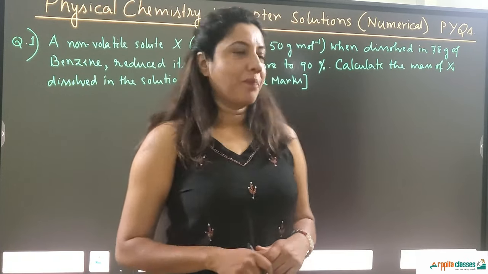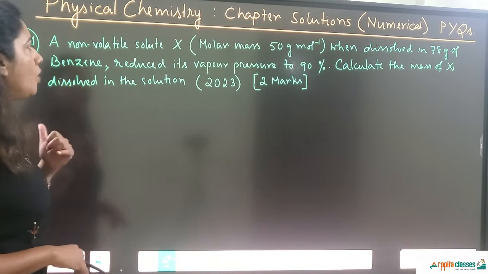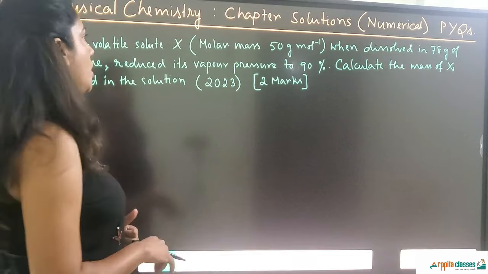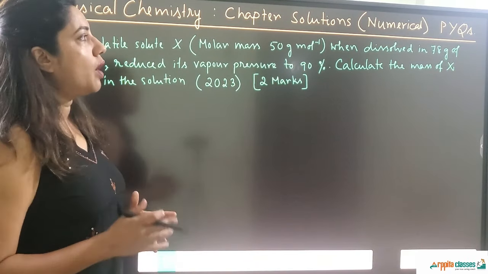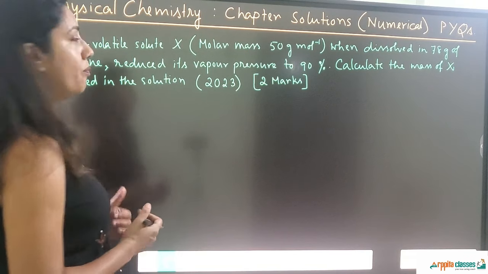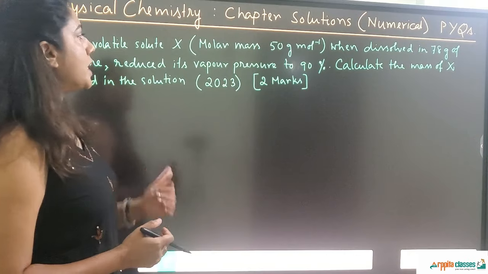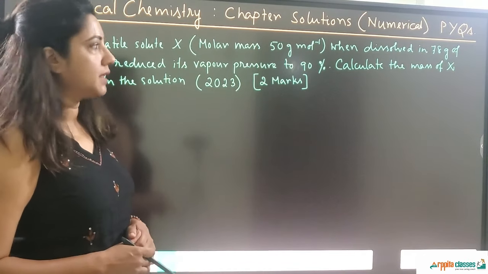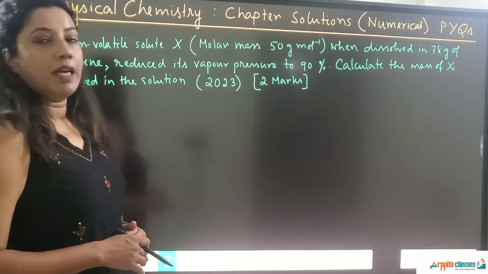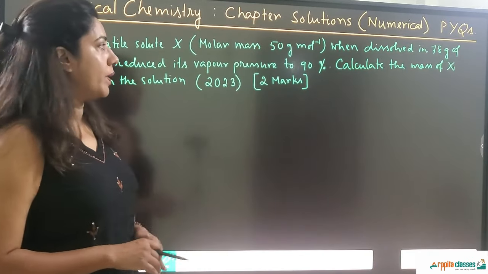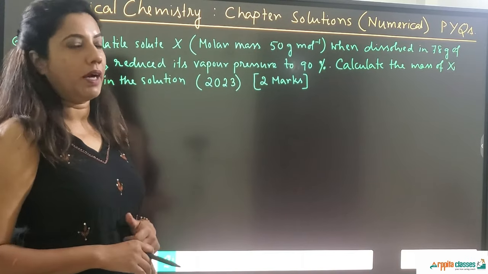Let's get started. The first question is: a non-volatile solute X, which has a molar mass of 50 gram per mole, when dissolved in 78 gram of benzene, reduces its vapor pressure to 90%. Calculate the mass of X dissolved in the solution. This question came in 2023 and it was of 2 marks.